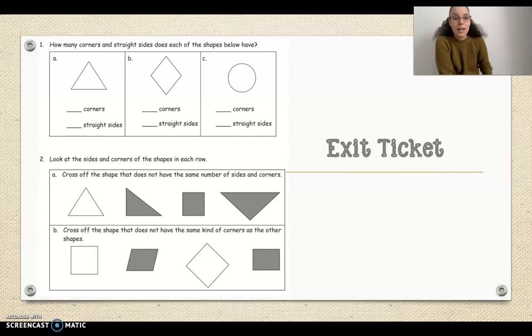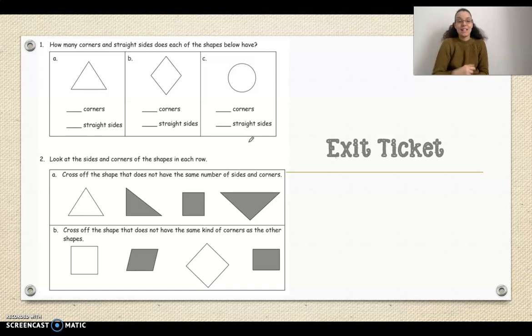Question 1. How many corners and straight sides does each of the shapes below have? On your paper, draw a triangle and write down how many corners and straight sides it has. Then draw a rhombus, write how many corners and straight sides that has. And last, draw a circle and write how many corners and straight sides it has.